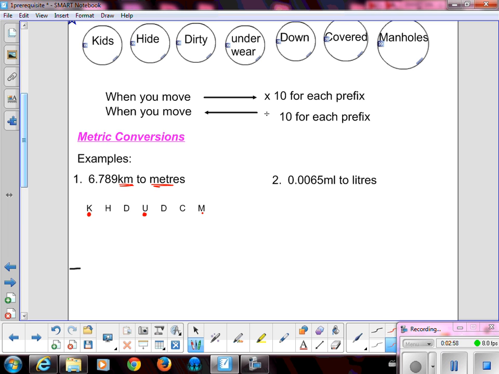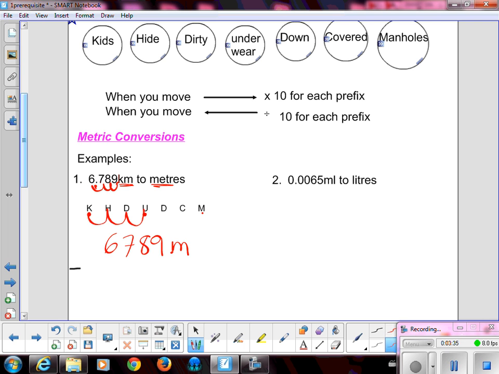So going from here, I'm counting how many spaces there are in between. So 1, 2, 3. Then I take where my decimal is and I move it in the same direction. So it'd be 1, 2, 3. So my new decimal comes in after the 9. And that means that 6.789 kilometers is the same as 6,789 meters. Okay, so it's just a matter of moving it along.